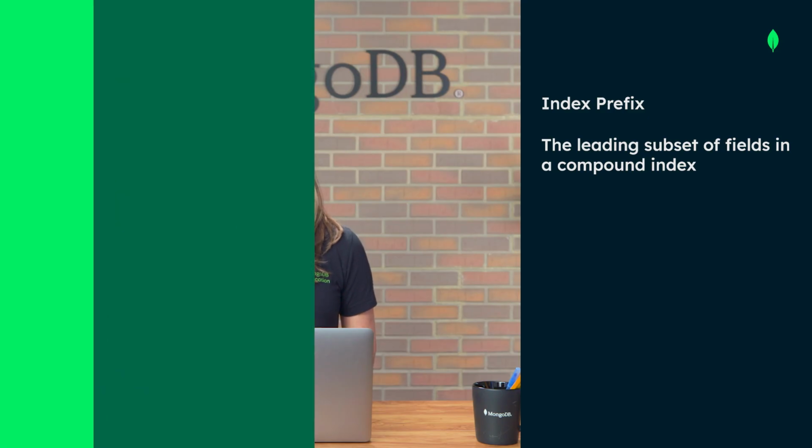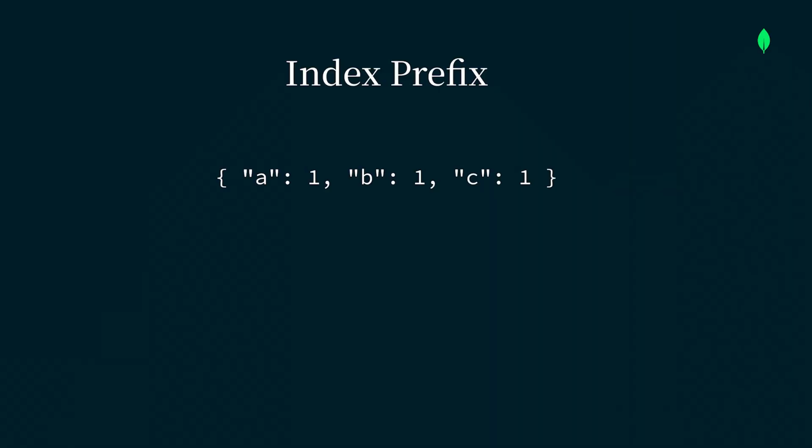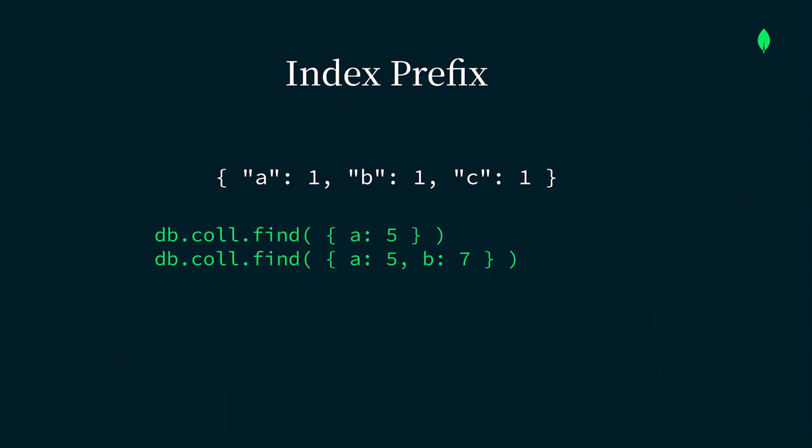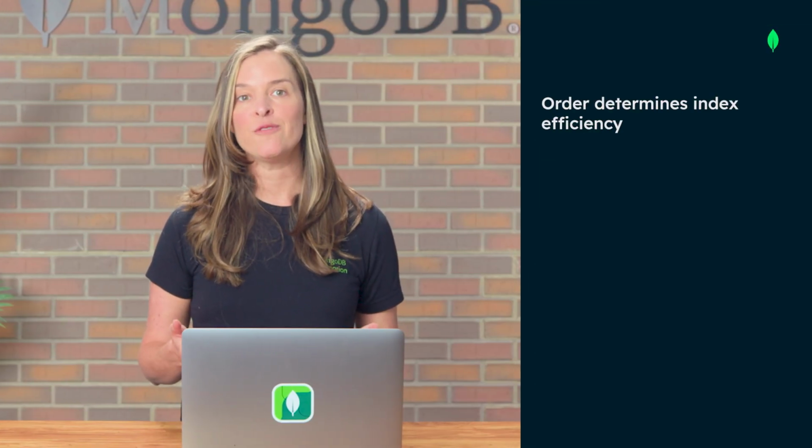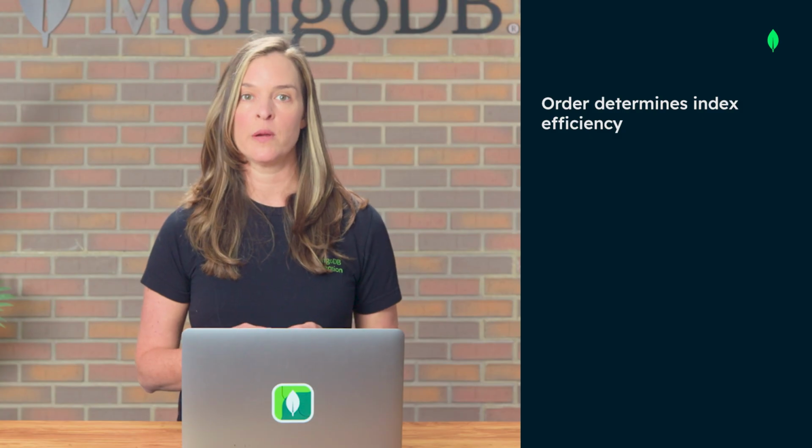Let's look at an example. So in this compound index, the index prefixes are A and AB. MongoDB can use this compound index to support queries with these field combinations: A, AB, and ABC. It cannot support queries that don't include the prefix, such as queries on fields B, C, or BC. The order of index fields also determines how efficient an index is for a particular query.